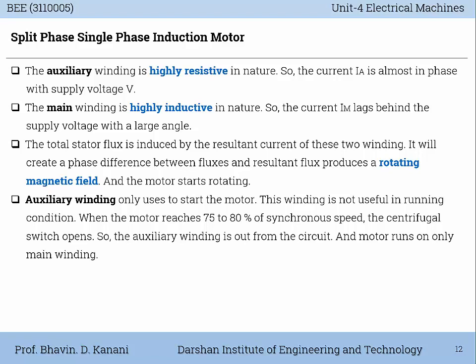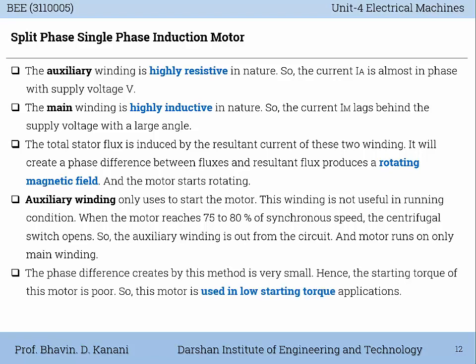When the motor reaches 75 to 80% of synchronous speed, the centrifugal switch opens, so the auxiliary winding is out of the circuit and the motor runs on only the main winding. The phase difference created by this method is very small, hence the starting torque of this motor is poor, so this motor is used in low starting torque applications.